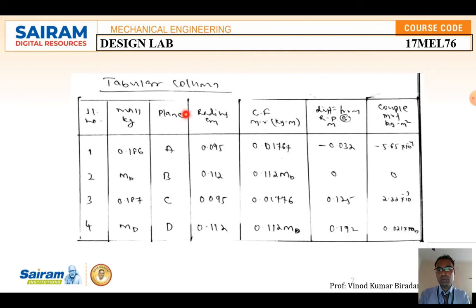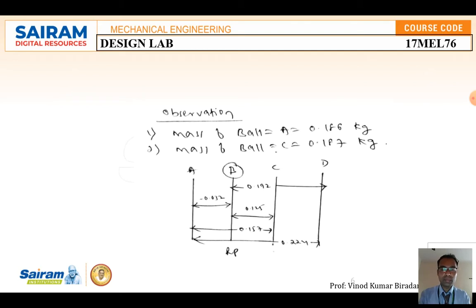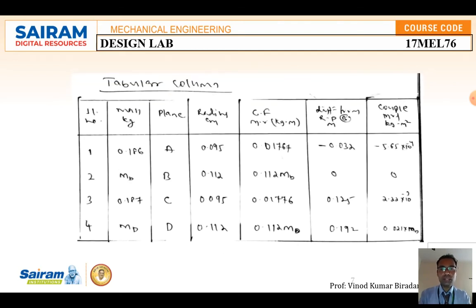How many planes are there? A, B, C, D. The radius of rotation is measured from the shaft to the ball, from this point to this point. You measure and get 0.095, 0.112, 0.095, 0.112. Centrifugal force is mass into radius. If you multiply these, you get 0.01767. Then 0.112 into MB, and 0.095 into this gives 0.01776. 0.112 into MD is equal to this. This is called the centrifugal force.